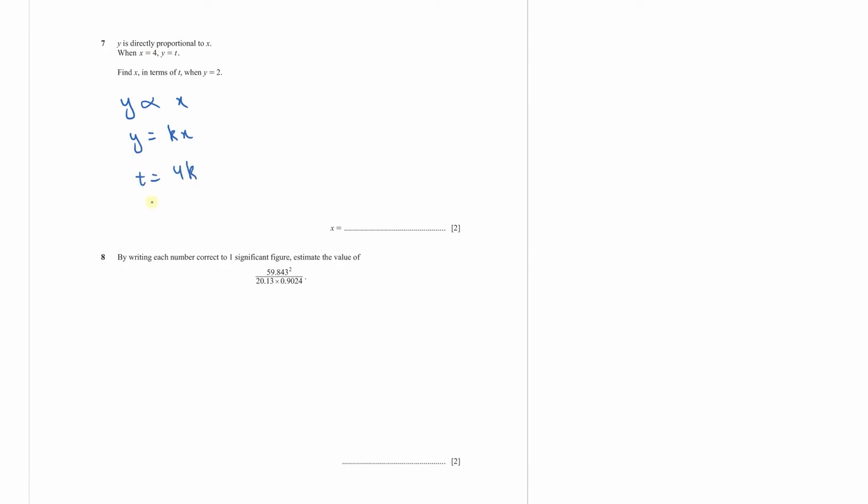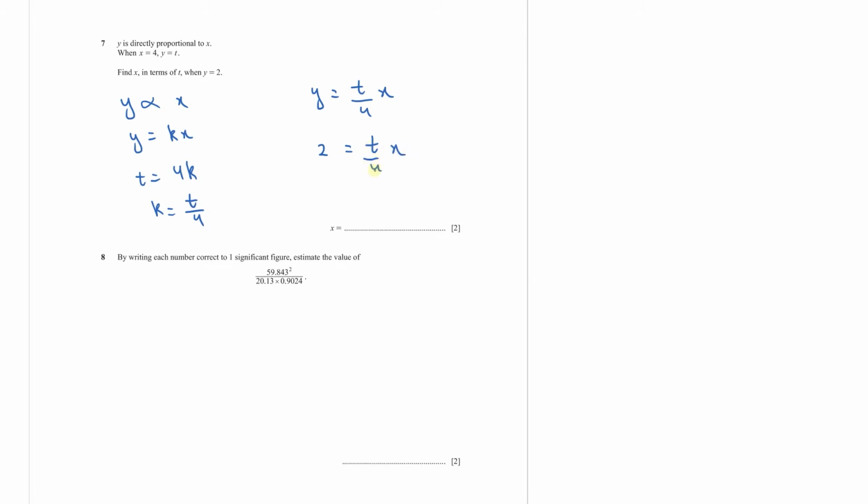So this becomes 4k and k equals t over 4. So y equals kx becomes y equals t by 4 times x. Find x in terms of t when y equals 2. So when y equals 2, I can substitute 2 here. We have to find the value of x in terms of t.